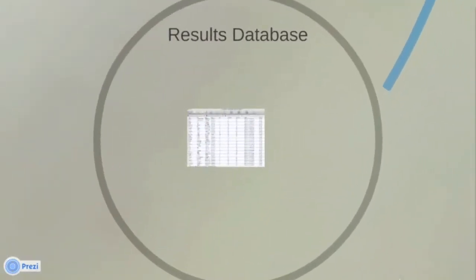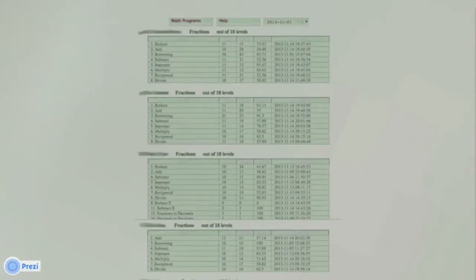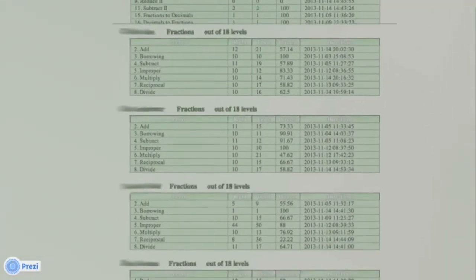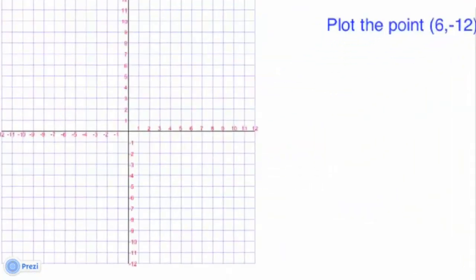Those math programs are linked to a database that saves the students' results, and then the teacher can check the students' work. So we'll be looking at that. Each program is linked to videos, so there are videos explaining exactly what we're doing.